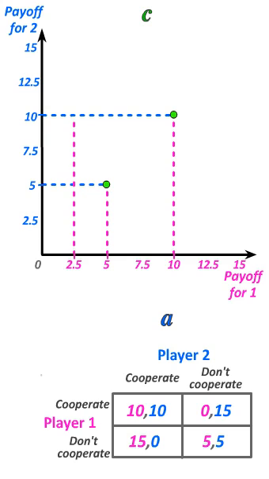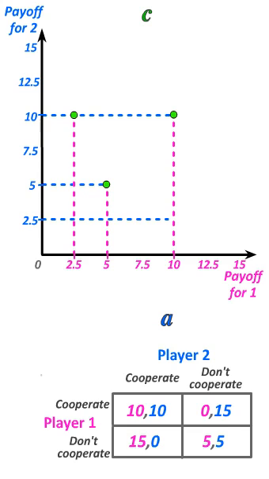If player 2 never cooperates in the infinitely repeated game, but player 1 cooperates half the time and doesn't cooperate half the time, then player 2 will get an average payoff of 10, because half the time he'll get a payoff of 15, and half the time he'll get a payoff of 5. Player 1, on the other hand, will only get a payoff on average of 2.5, because half the time he gets a payoff of 0, and half the time he gets a payoff of 5.